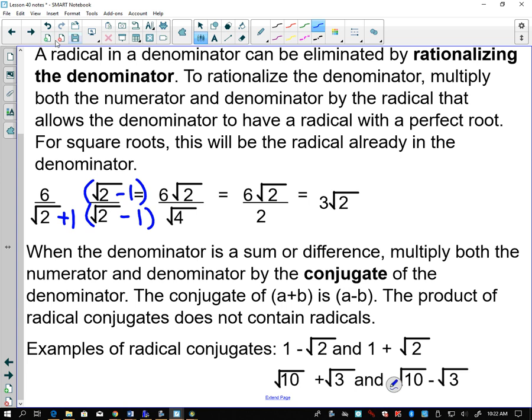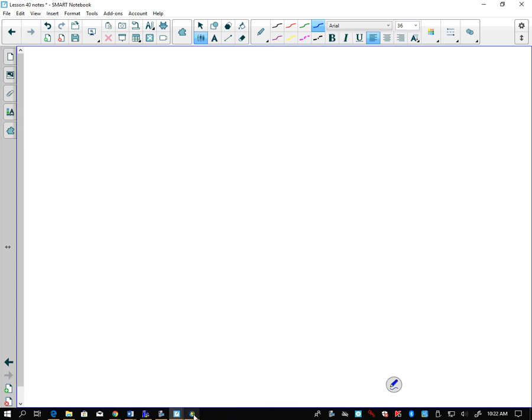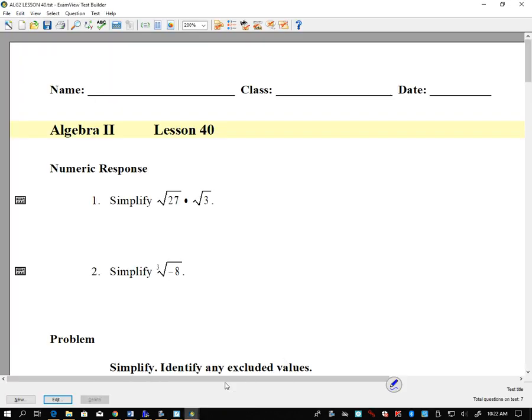All right, I can tell we need to get into some questions. Square root of 27 times square root of 3. There's a lot of different ways to do this, but once it's simplified. One way we could do it is just 27 times 3. What's 27 times 3? 81. Somebody know what the square root of 81 is?